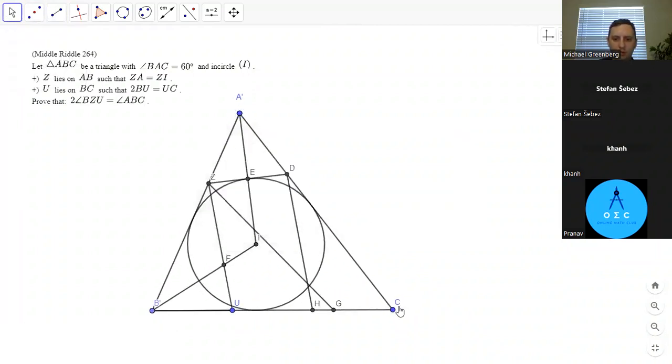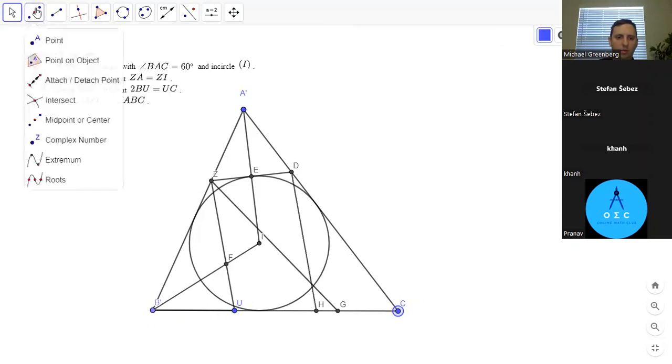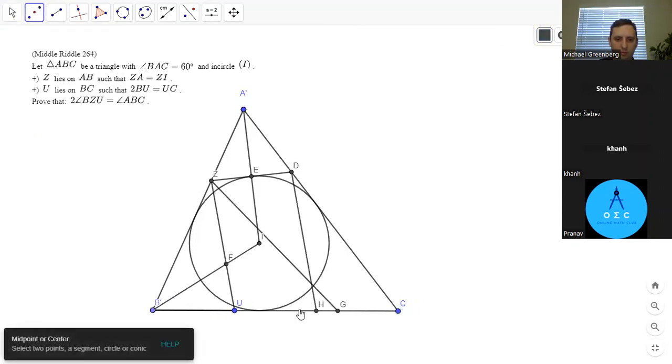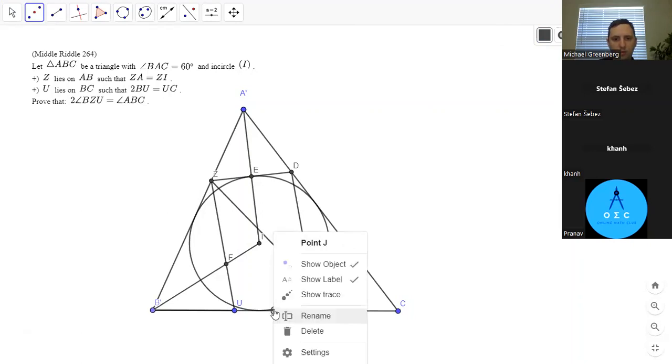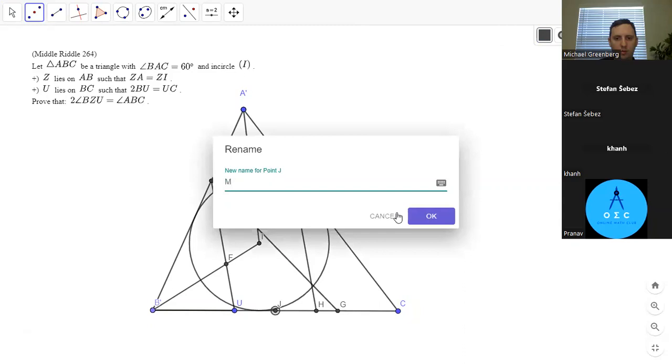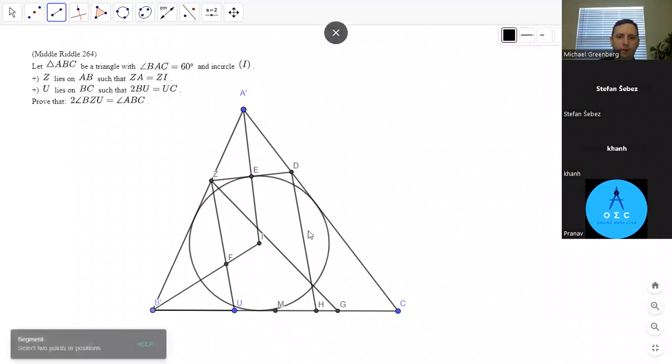You just need to call the midpoint of BC M. Then when you let the line through D parallel to ZU meet BC at H, then we will have MU equals MH. And it is the same as saying HC is equal to BU. So H is the midpoint of CU. Okay, so basically, you define this to be parallel, and then you prove that H is a midpoint of CU.